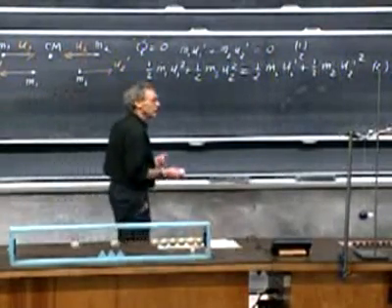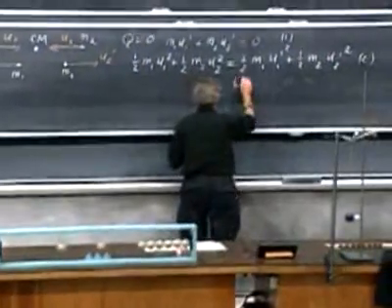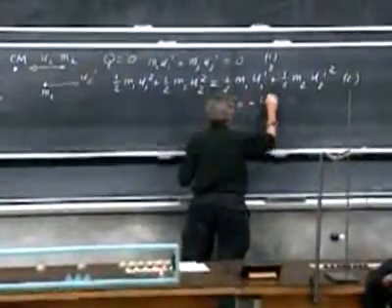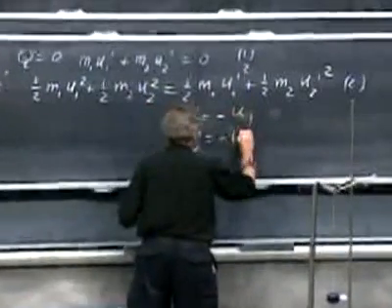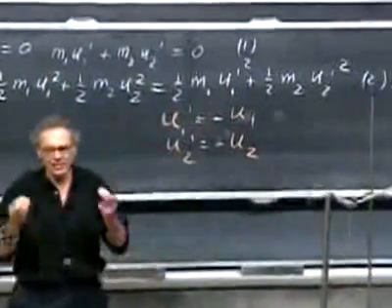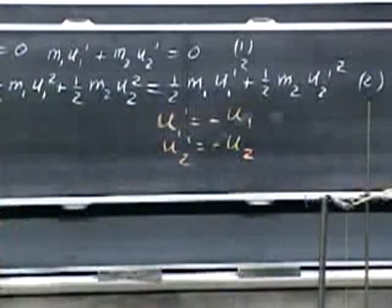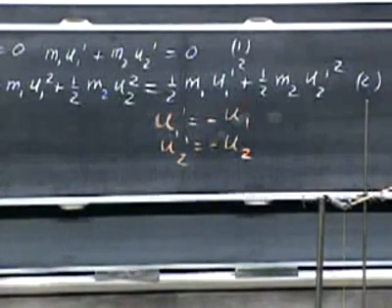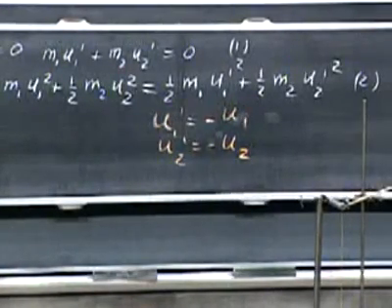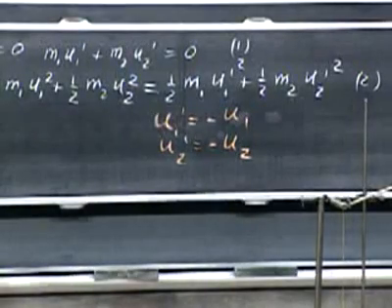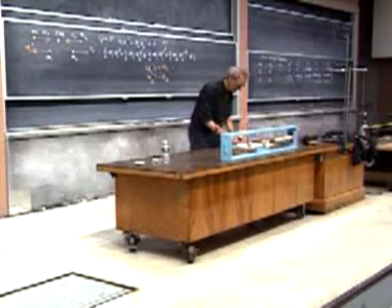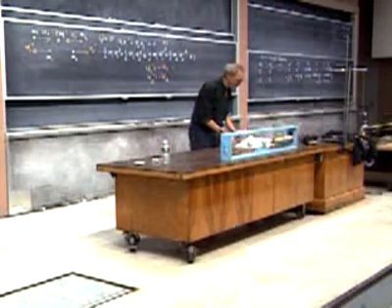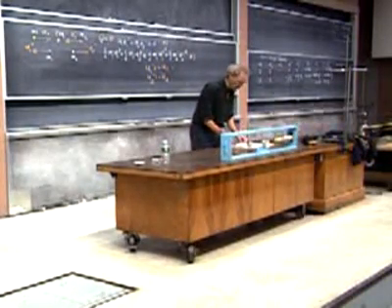The result in the center of mass is that u1 prime equals minus u1 and u2 prime equals minus u2. And that is an amazing result when you think about it. It means that in the center of mass, all that happens is that the velocities reverse directions, but the speeds remain the same. And that is a remarkable result.